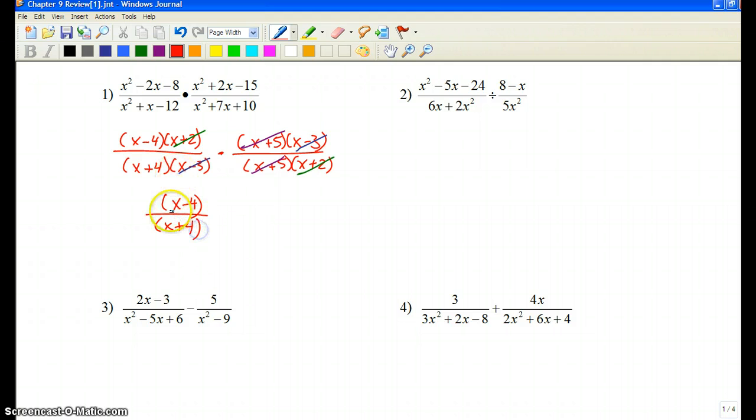Now we can't reduce that anymore because x and x are factors of a term in the numerator and denominator. They are not factors of the entire numerator and factors of the entire denominator. So let's take a look at the second equation.